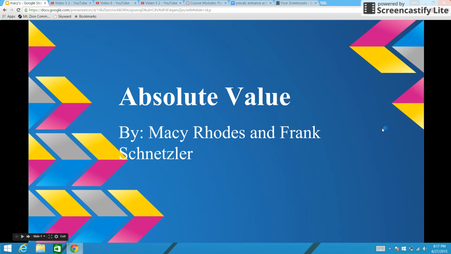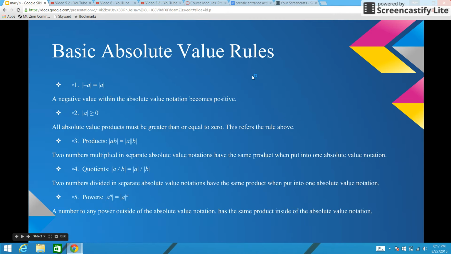My topic was absolute value, and so we started out by reviewing the basic absolute value rules. Number one being that a negative value within the absolute value notation becomes a positive. And the number two rule refers back to number one because all absolute value products must be greater than or equal to 0. But number one saying that any negative number becomes a positive number is ensuring that all numbers are going to be greater than or equal to 0.